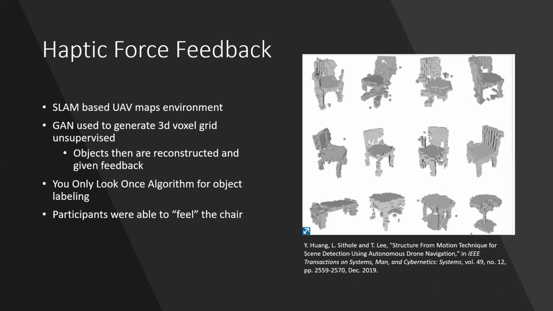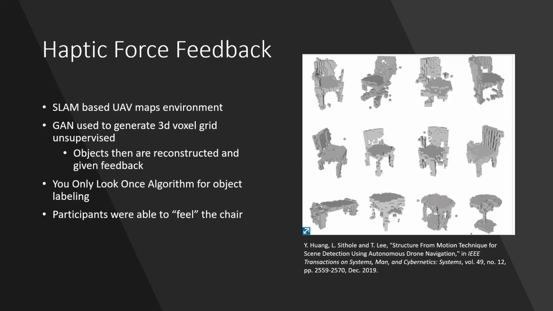And the last one is a really, really cool idea where they took that kind of virtual reality style thing and used a SLAM-based UAV to map the environment and used a generative adversarial network, which people talked about last week, to generate this 3D voxel grid unsupervised.